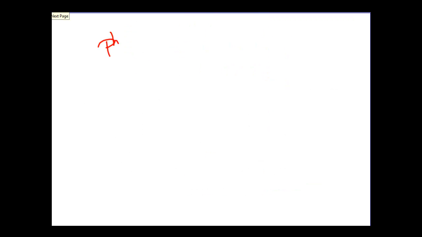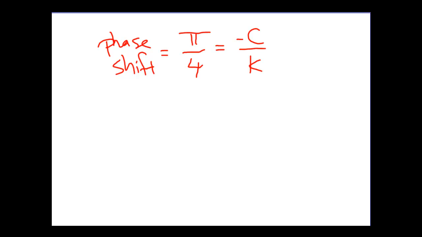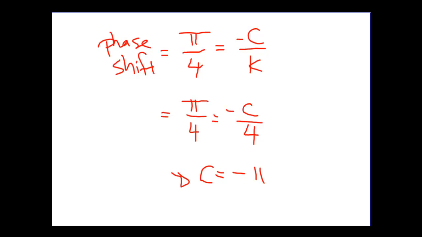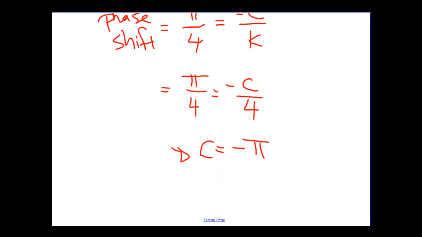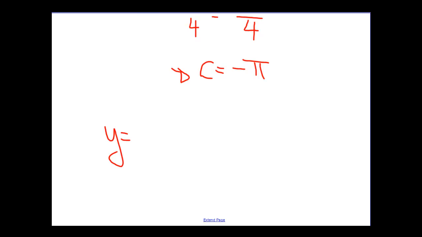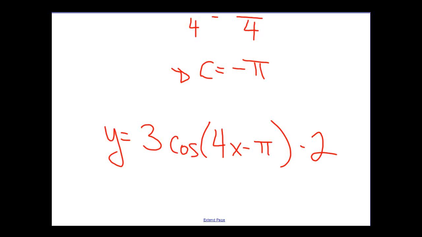If we want a phase shift that is equal to positive pi over 4, that's going to be equal to our minus c over k. The k value stays the same, right? The period is the same, whether we're talking about cosine or sine. So this simply says that pi over 4 is equal to minus c over 4. And very quickly we can see that c must equal simply minus pi. Everything else stays the same. So if we wanted to write this graph as a cosine graph, this would be the graph y equals 3 times the cosine of 4x minus pi minus 2. That would be another way to express this graph.